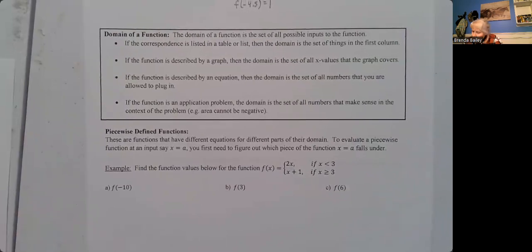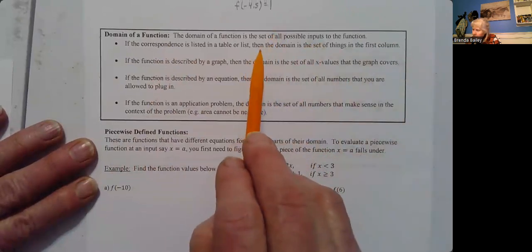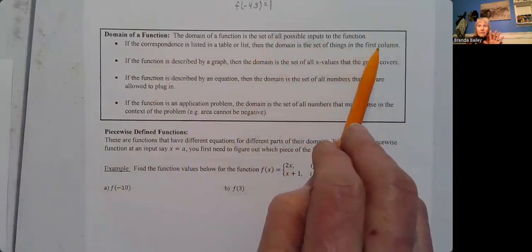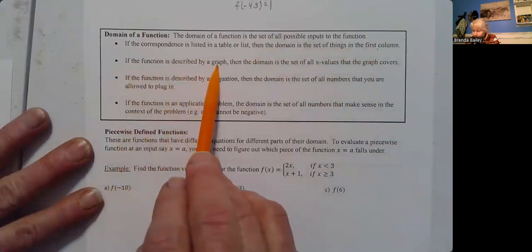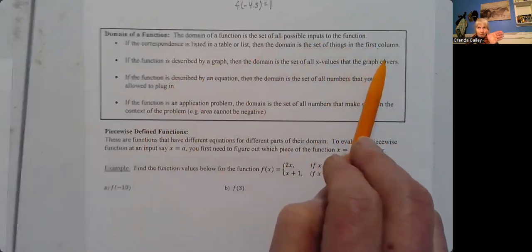All right, so we have the domain of a function. The domain of a function is the set of all possible inputs to the function. So if the correspondence is listed in a table or list, then the domain is the set of things in the first column. That's kind of what we did at the beginning, that first page. If the function is described by a graph, then the domain is the set of all x values that cover that graph from the left to the right.